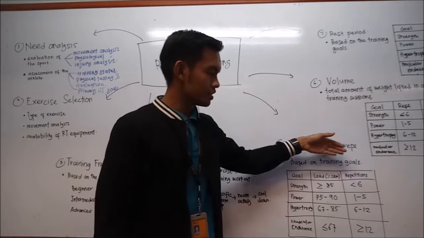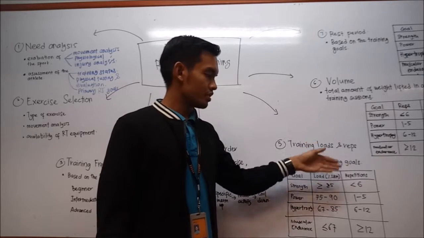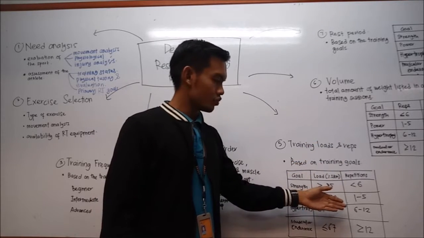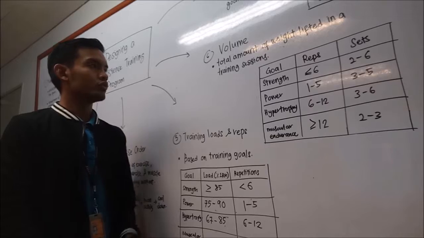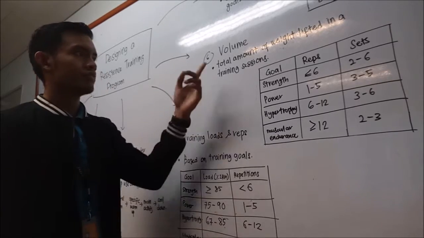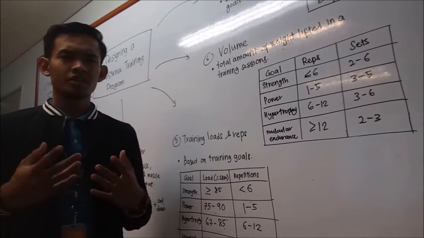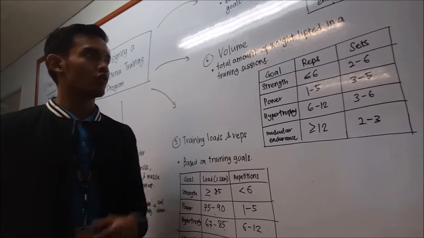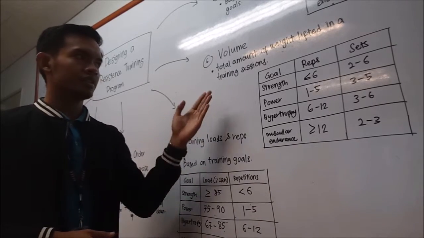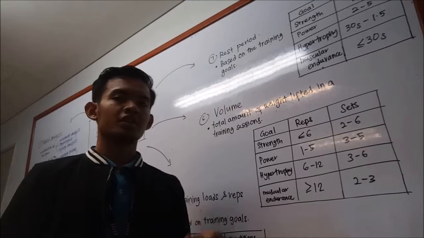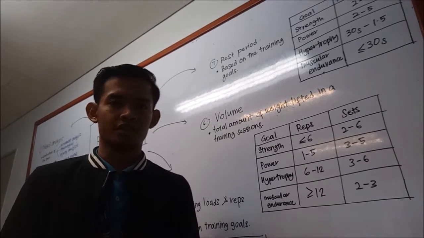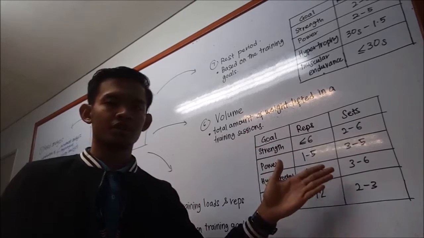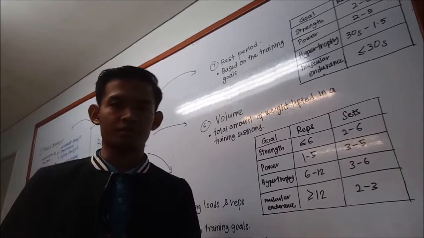And here we got the repetition below 6, 1 to 5, 6 to 12, and above 12. And then we go to the sixth point, which is volume. Volume, what is volume? Volume is the total amount of weight lifted in a training session. In a simple way, I say we have goals, we have reps, and we have sets. So this is the recommended for the training program.